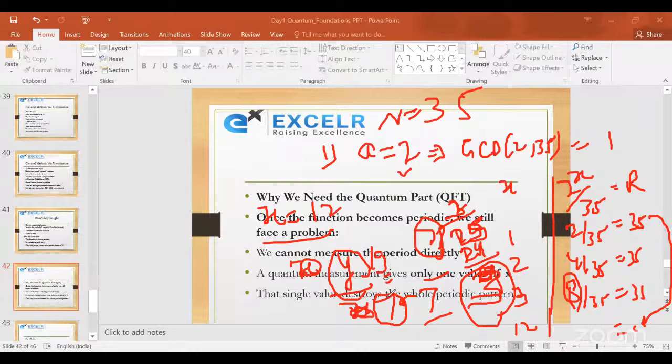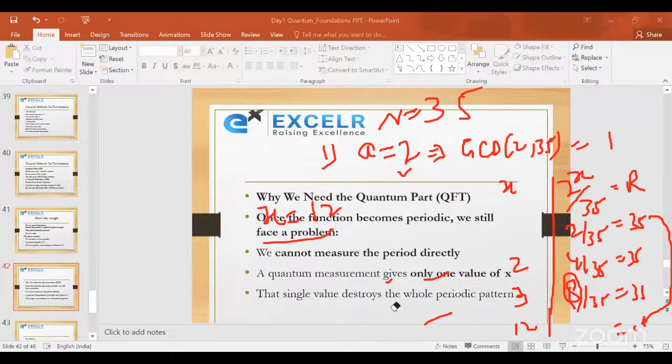Okay, let's move ahead. We have got the periodicity, that is x is equal to 12. So when we have got the periodicity, that is r is equal to 12, now we have to calculate r by 2. That r by 2 is 6.